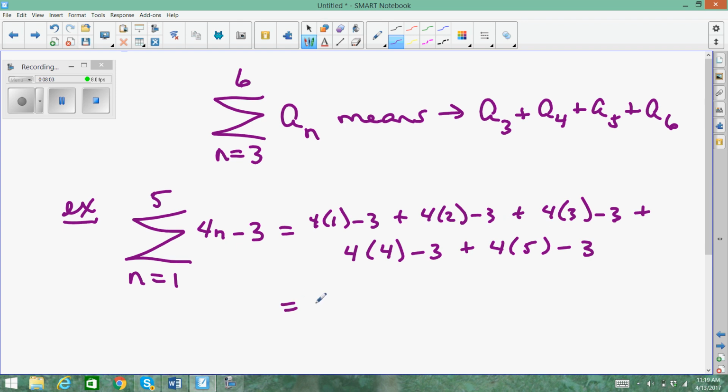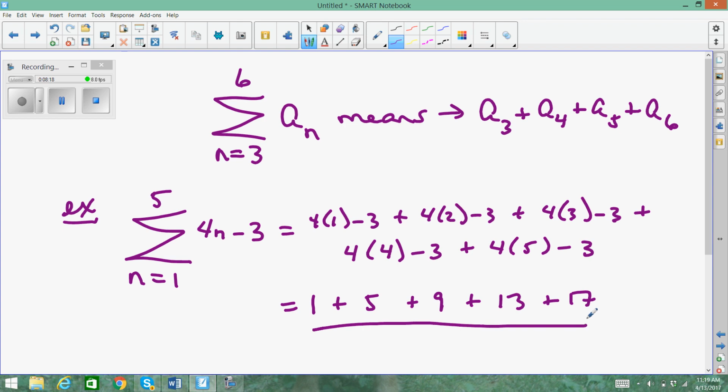I'm going to simplify it. So I end up with 1 plus 5 plus 9 plus 13 plus 17. Okay? I'm going to add these things together here. I get 18 and 18 and 9. 36 plus 9 is 45. So the answer to this problem is 45. Okay? Let's look at another example.